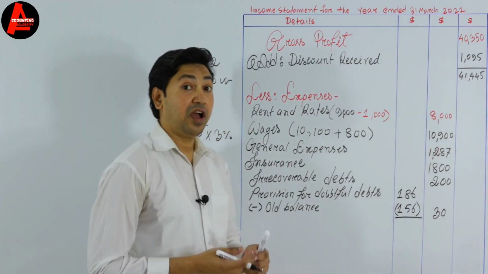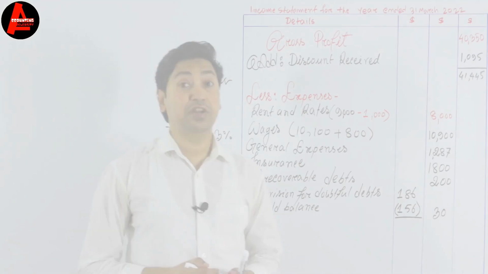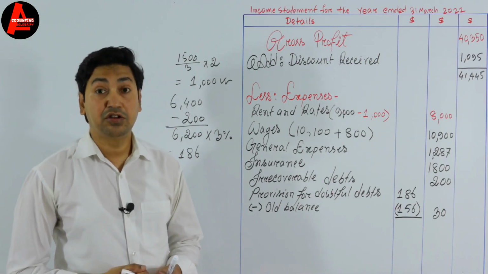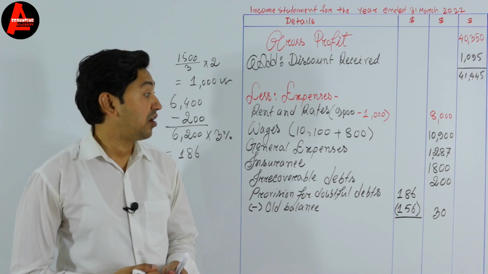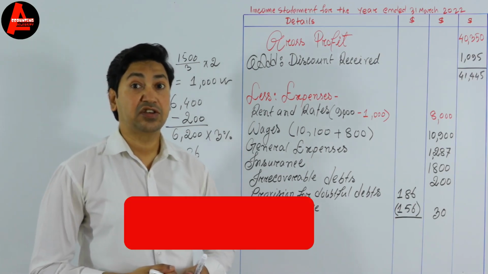Great. Now we have the last adjustment. So let us have a look at it. Number 3, depreciation on fixtures and equipment is to be charged at 20% per annum using the reducing balance method. Reducing balance method is a bit complicated for many students. So if you are confused about depreciation accounts, you can check out my channel because I have so many videos on this topic.